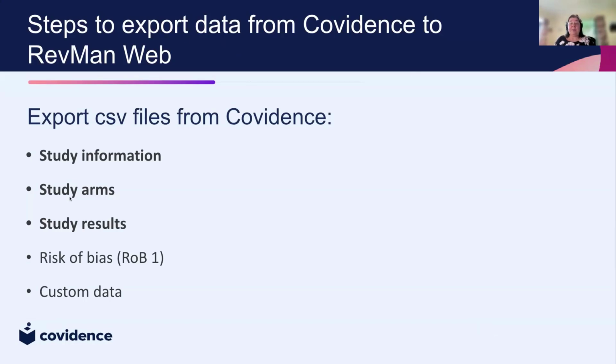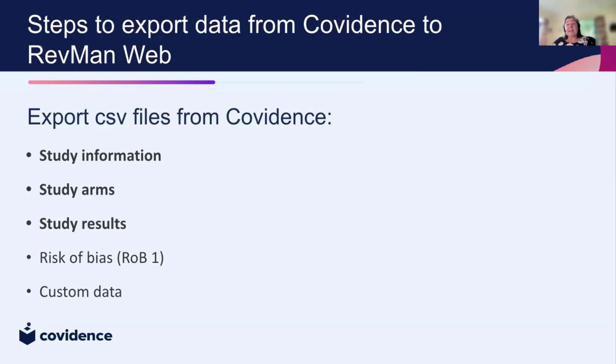So the minimum files you'll be bringing in are study information, study arms, and study results. And then the optional files are the risk of bias 1, and the custom data. Custom data are data that don't easily fit into RevMan analysis, and I will show you what that looks like. You might have data that's median values, for example, interquartile ranges.